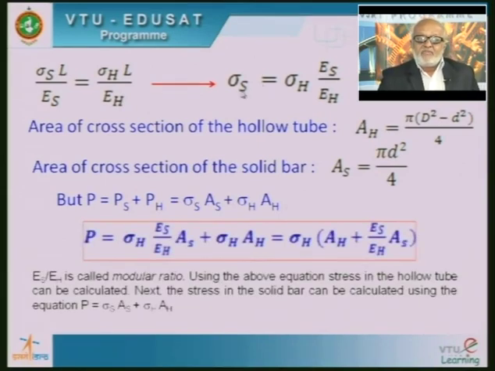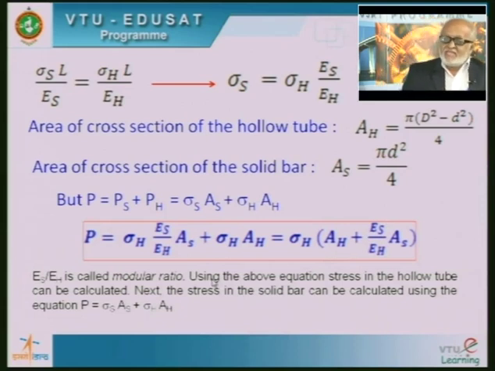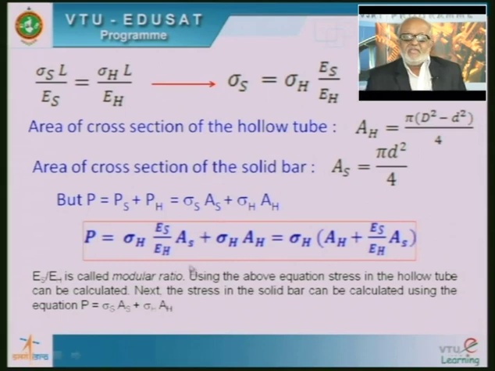Then substitute this value of sigma S into this equation. Finally we arrive at an equation like P is equal to sigma H into (AH plus ES by EH into AS). ES by EH is called the modular ratio, which I was telling you in the last class. Sometimes in problems they may give you separate values of ES and EH, or otherwise they may directly say the modular ratio is so much, like 8, 10, 12, 15. Using the above equation, stress in the hollow tube can be calculated. Once you know the stress in the hollow tube, I will calculate the stress that we are getting in the solid bar.